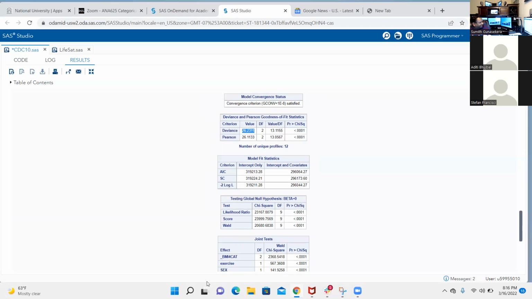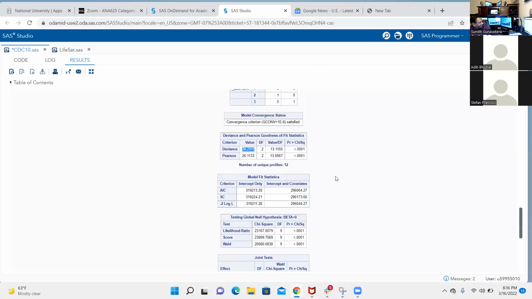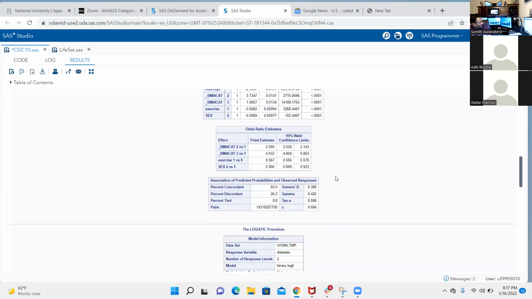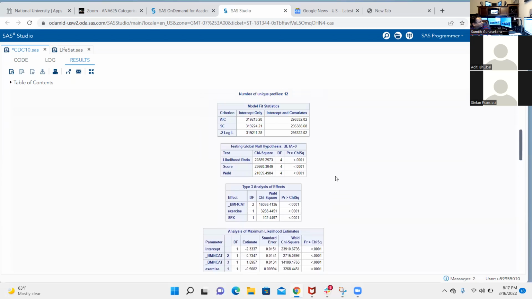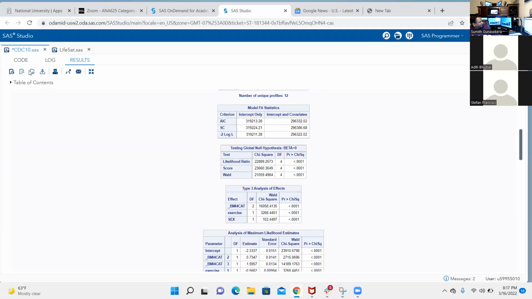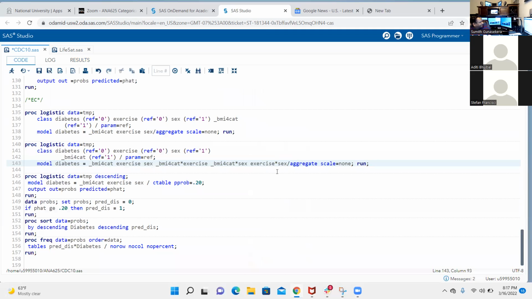Okay, this is the -2 ln L. Is this saturated or unsaturated? This one is saturated. Okay, then where's the other model? Can you go to the code? I wanna see something. Which one are you running right now?